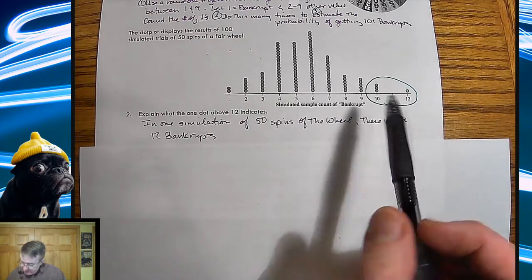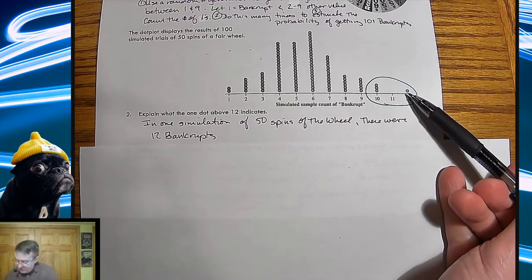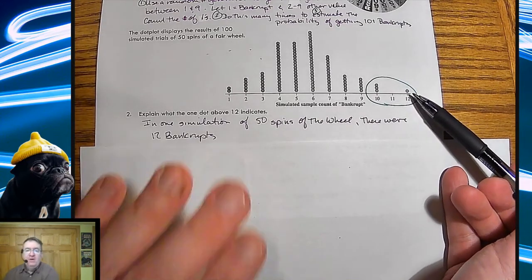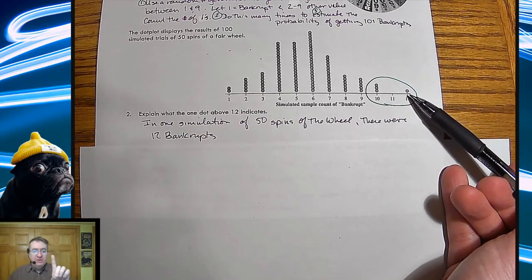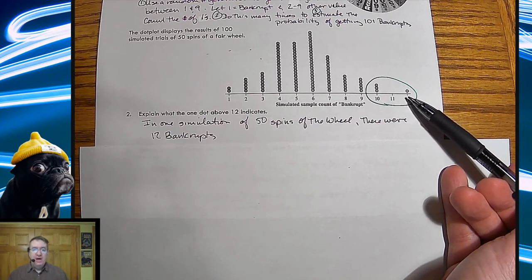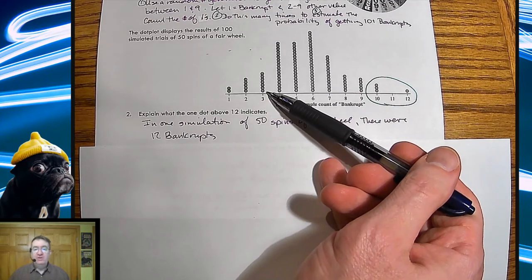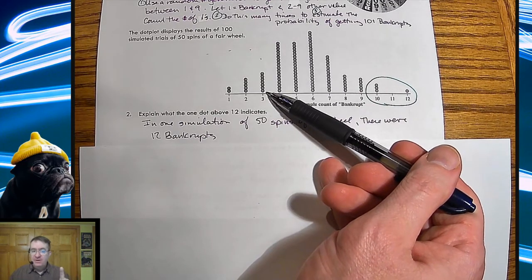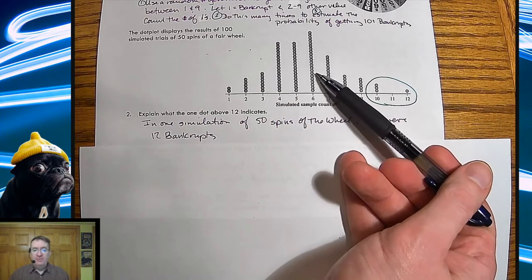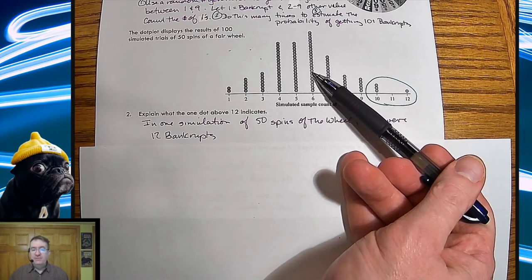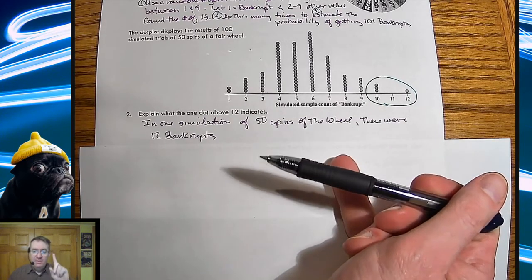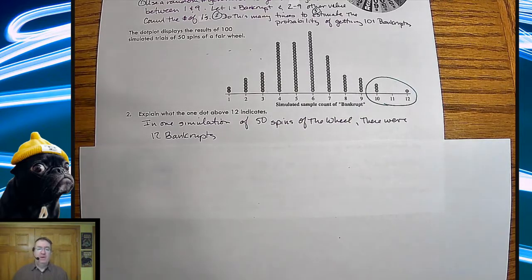Over here, this one point, the question is, what does that represent? In one simulation of 50 spins, we got 12 bankrupts. This point over here, in one simulation of 50 spins, we got 3 bankrupts. This point right here, in one simulation of 50 spins, we got 6 bankrupts. Each one of those points is a simulation. That's a good thing to keep in the back of your head.